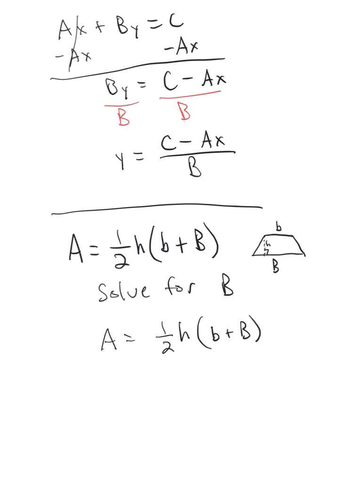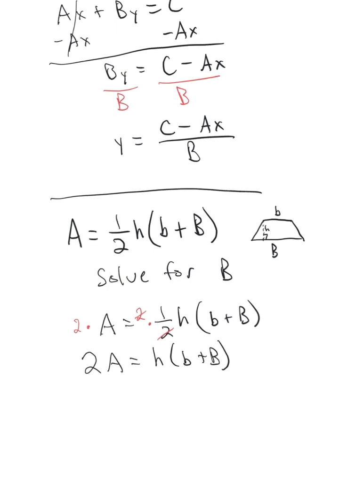little b plus big B. If I want to get rid of the 1/2 times, you might remember multiply by the reciprocal. It's kind of like clearing out the fraction. Just multiply both sides by 2. That gives you 2 capital A equals h times little b plus big B.